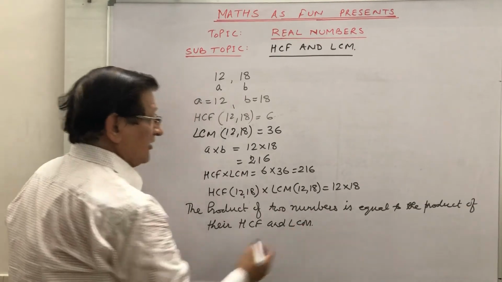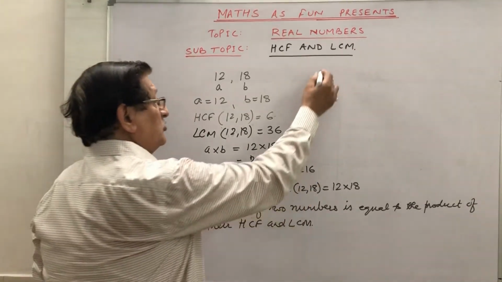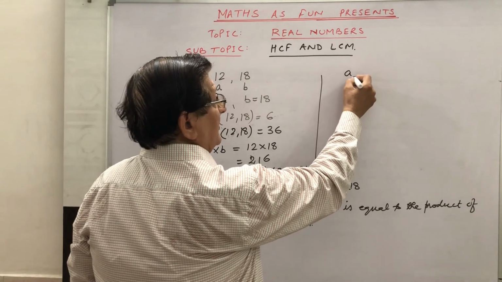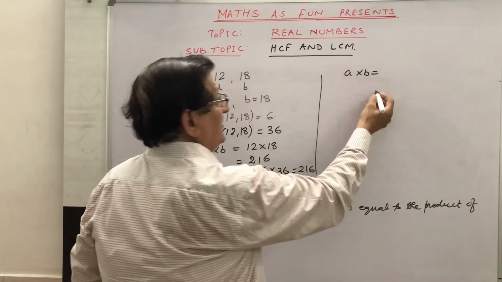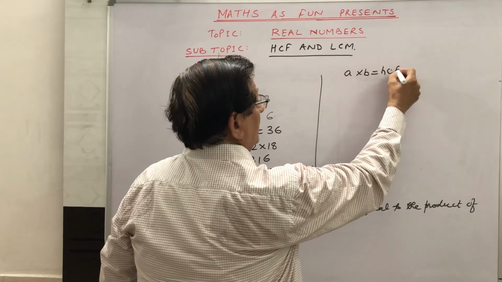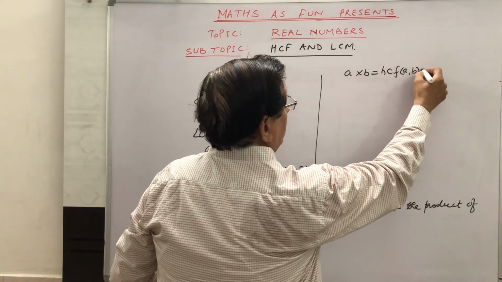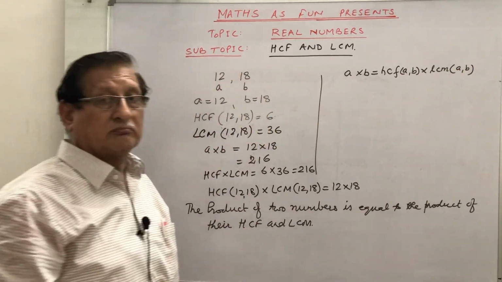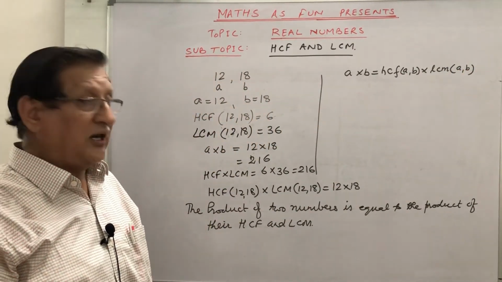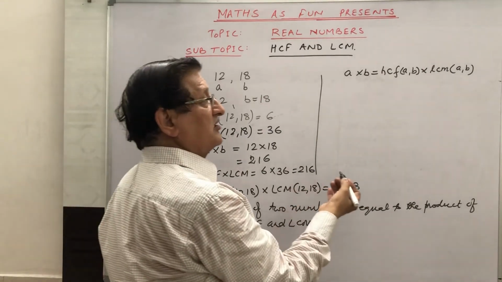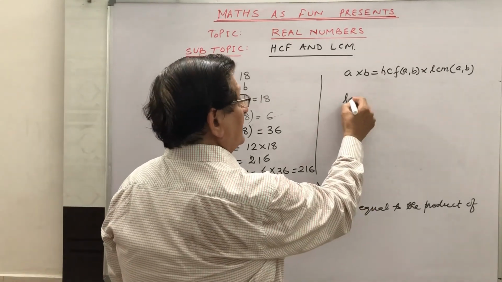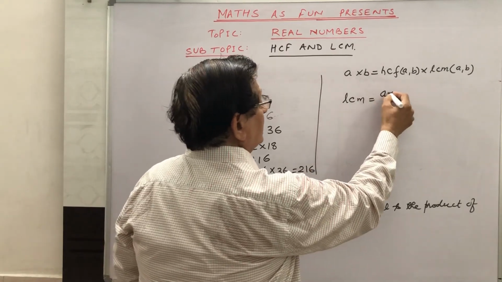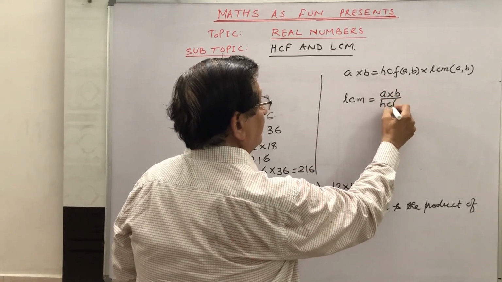Now see how we can use this as a formula. Suppose we take the numbers A and B, then A into B is equal to HCF of A, B into LCM of A, B. Can we make use of this to find out LCM or HCF? Yes, we can. LCM can be found out by using this HCF here. We can write this as A into B upon HCF.